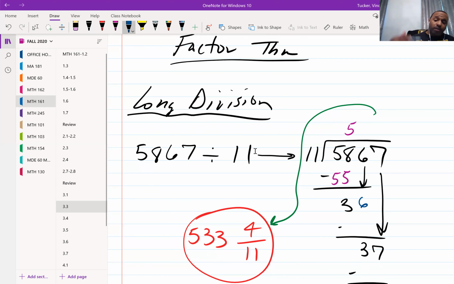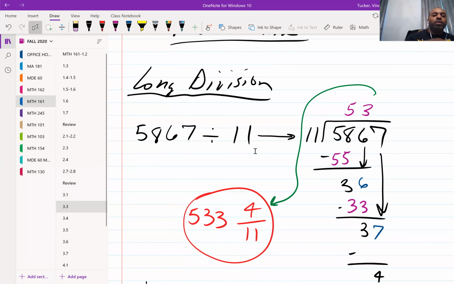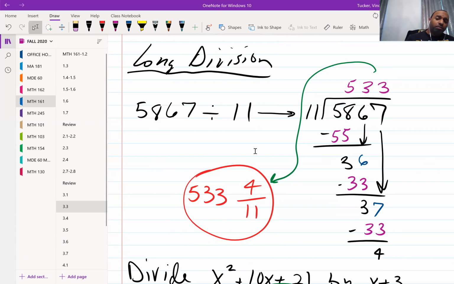Then you say, how many times does 11 go into 36? 3 times. 3 times 11 is 33. So the remainder is 3. Bring down the 7. 11 goes into 37 3 times. 3 times 11 is 33. And that'll give you a remainder of 4.